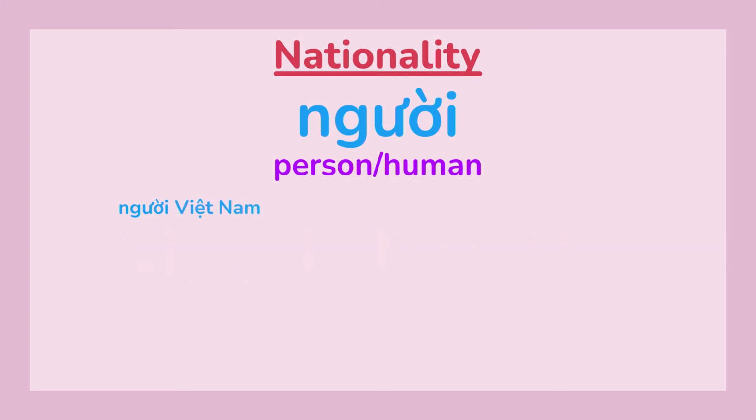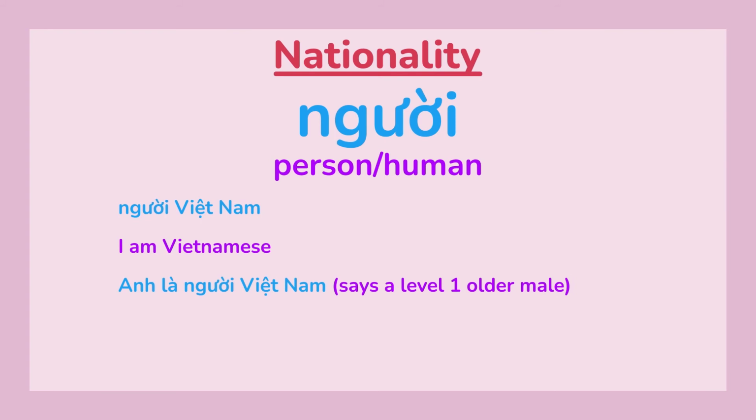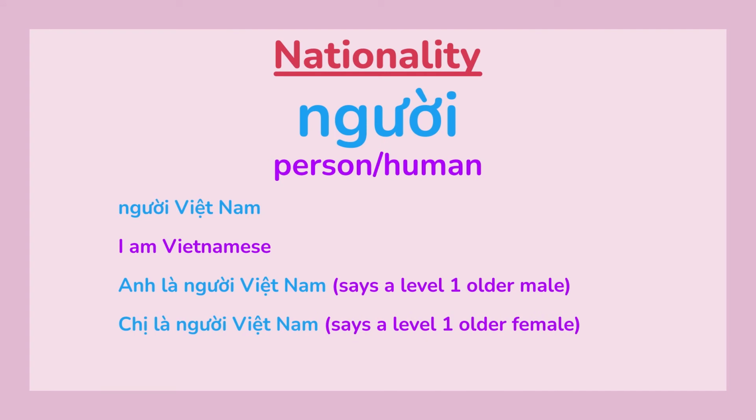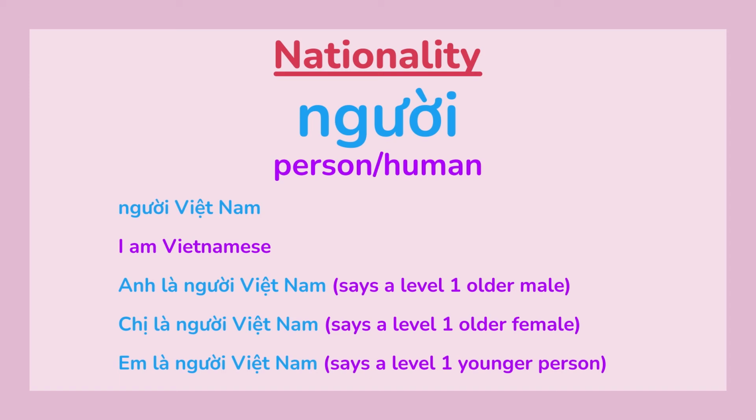So, to say I am Vietnamese, you could say anh là người Việt Nam. Chị là người Việt Nam. Em là người Việt Nam. Literally, I am a Vietnamese person.